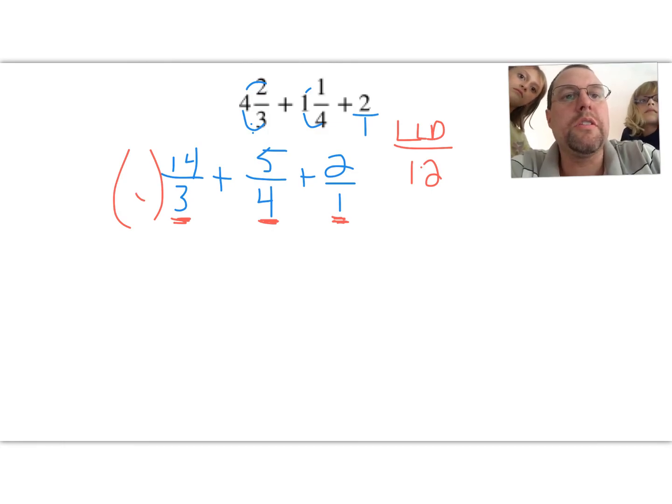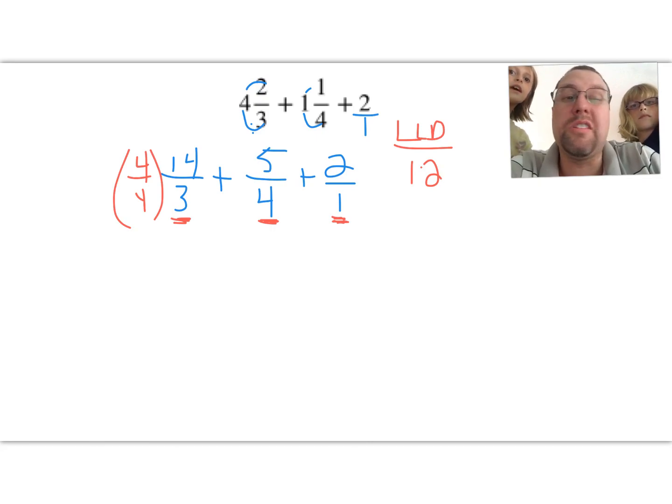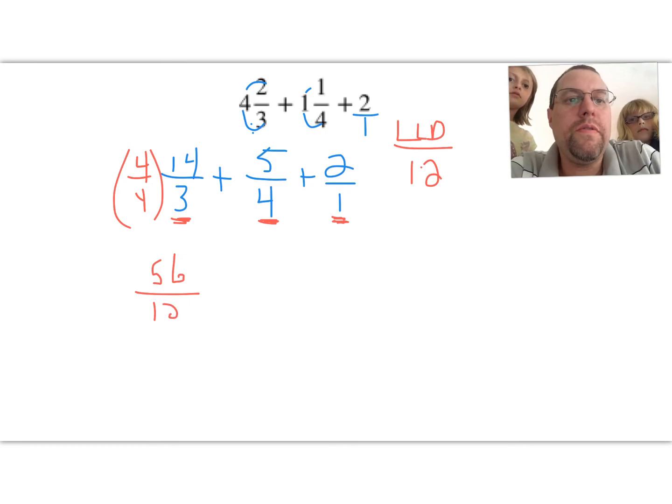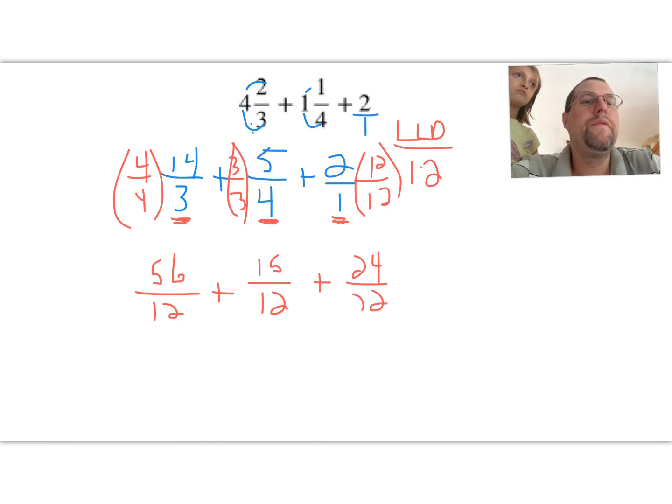So I'm going to tweak this guy with 4's. 14 times 4, that's going to be 56, and 4 times 3 is 12, over 12. Plus, now this guy we're going to tweak with 3's. So that's 15 twelfths. Plus, now this one we're going to tweak with 12s. That would be 24 twelfths, 24 over 12. Okay, so now at this point, we have what we want.